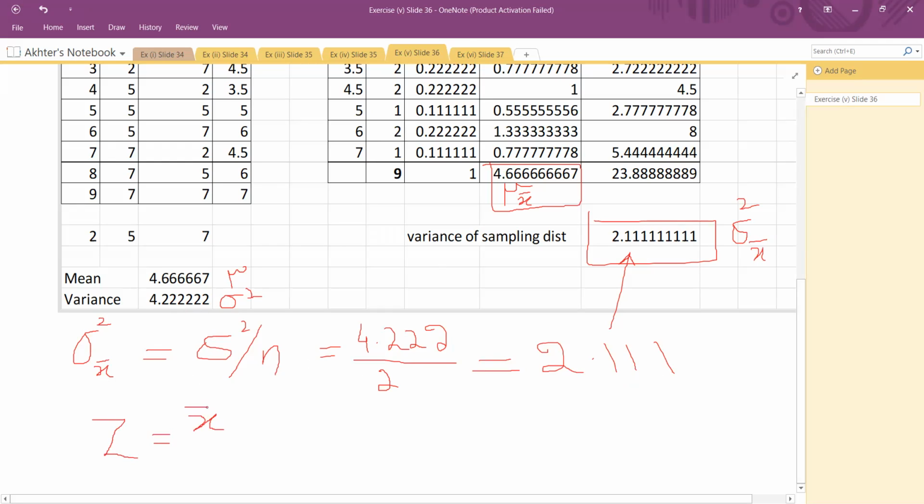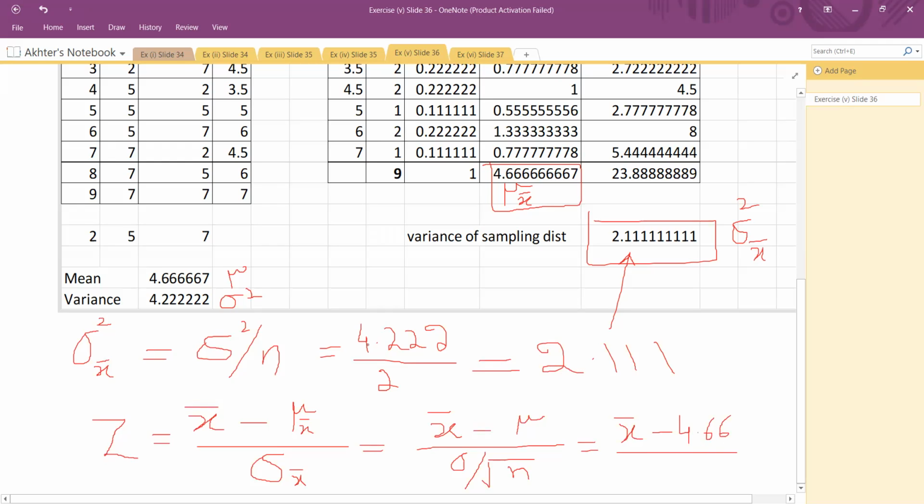It is equal to x bar minus mu x bar divided by sigma x bar. And in this exercise, x bar is a variable. I am just leaving it as x bar, but the value of mu x bar and mu are identical according to the theorem. And the standard error, in case of with replacement, is equal to sigma upon root n. So the expression for the z statistic will be x bar minus 4.66 divided by the standard error, and the value of the standard error is 2.11. This is the standardized expression for the sampling distribution of mean.